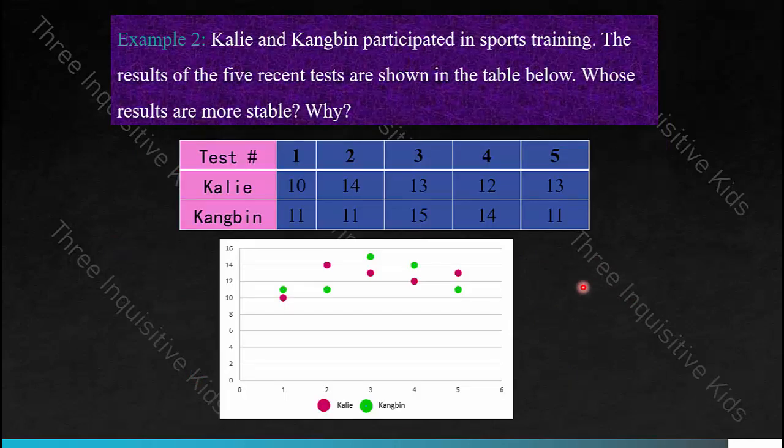Let's do another one. Kaylee and Common participated in sports training, so just sports practice. The results of the 5 recent tests are shown in the table below. Whose results are more stable and why? This is the test number and these are their scores below right here. We're asked which results are more stable. And look at this graph.